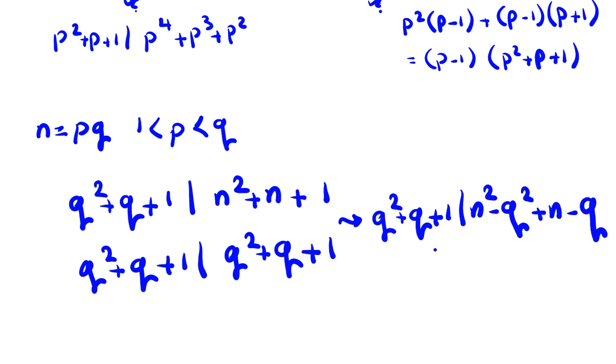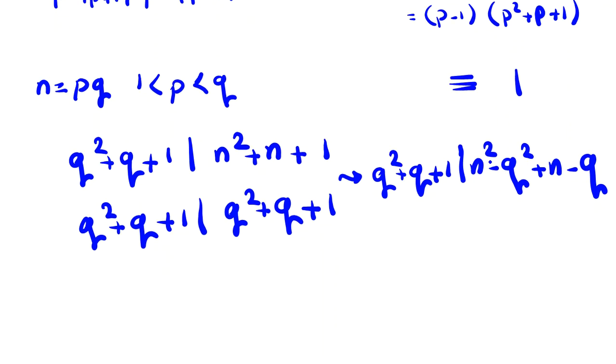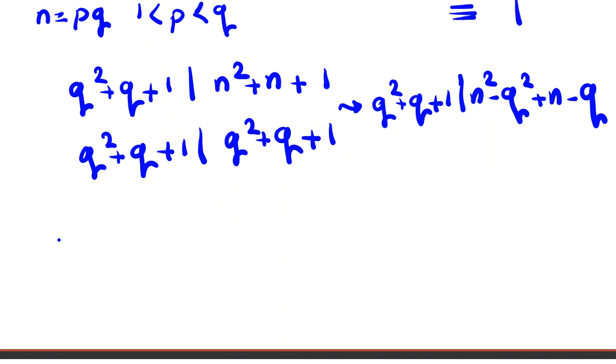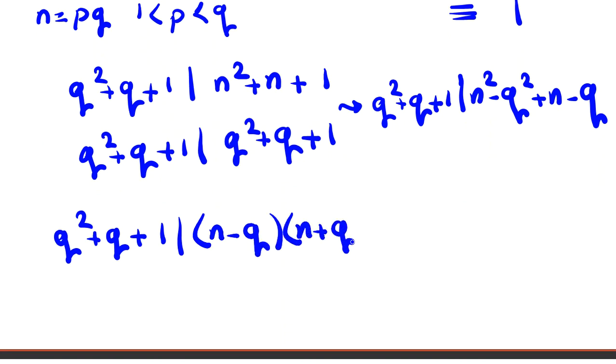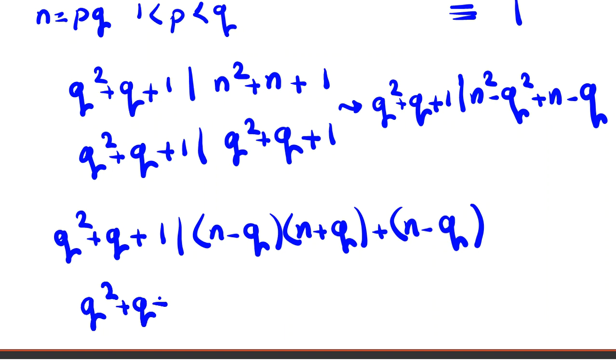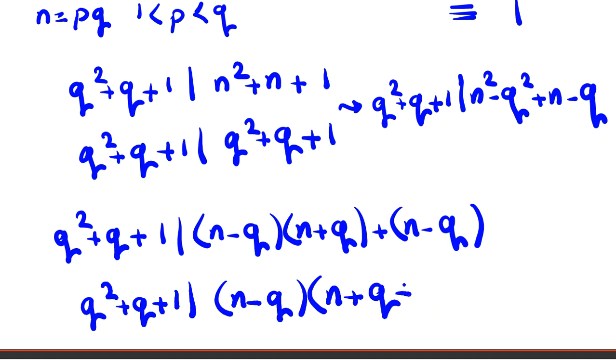Look, you should learn how to work with divisibility. In number theory, we have two important tools: congruency and divisibility. If you learn how to work with them, you can solve 80, 90% of the problems from qualifying level up to IMO. So here, I write that q squared plus q plus 1 divides n minus q times n plus q, plus n minus q. And then we can factor out n minus q, so q squared plus q plus 1 divides n minus q times n plus q plus 1.